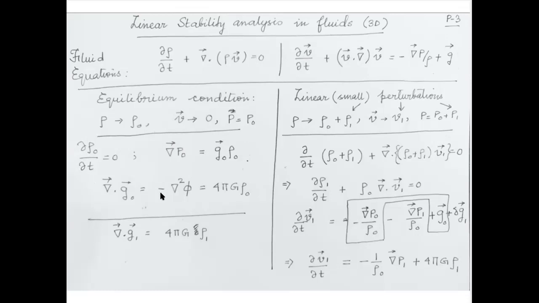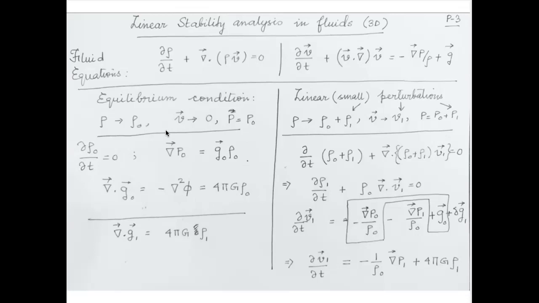And you remember that the divergence of g0, which is the gravitational acceleration, I can also write in terms of g0 is nothing but minus grad phi, and I take a divergence, I get the Laplacian, minus grad squared phi, and we know the Poisson equation tells me that's minus 4 pi G rho 0. I'm sorry, so there should be a minus sign here. Okay, now this is the condition for equilibrium.